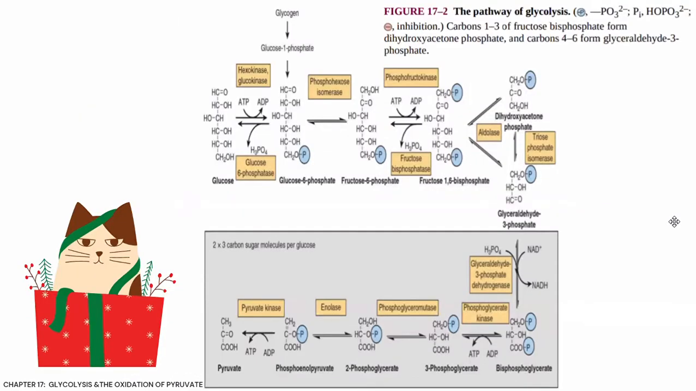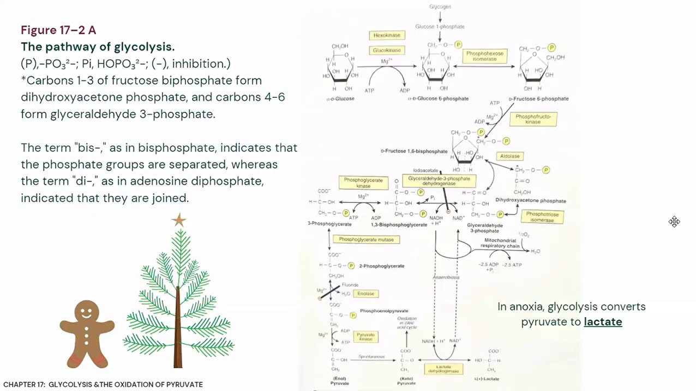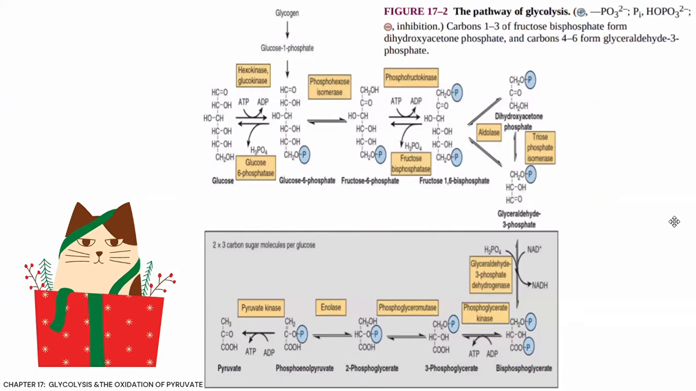Okay. So here is the pathway. Oh, it's a different presentation. This is the new presentation. You have here two sources: glucose, which comes from the diet into the blood and into the cell, or glucose coming from glycogen stored in the liver and in the muscle, which is degraded to form glucose 1-phosphate. And then this is converted to glucose 6-phosphate.